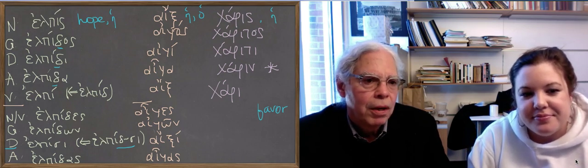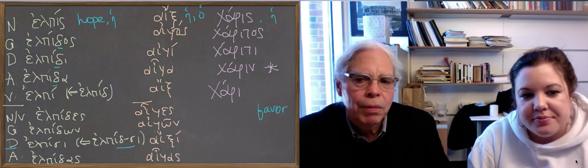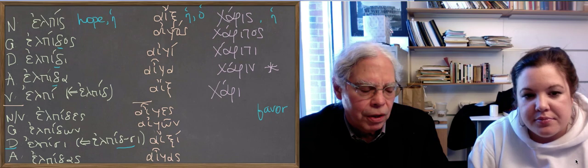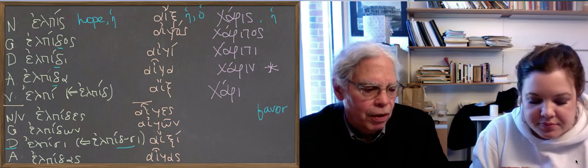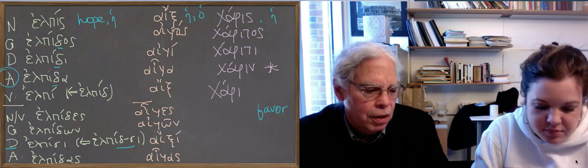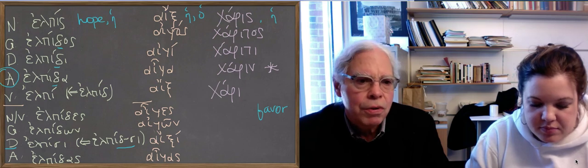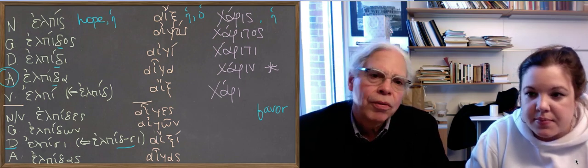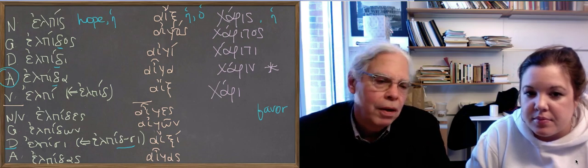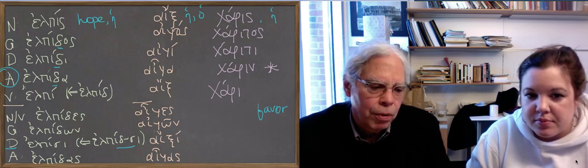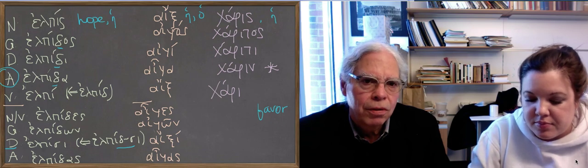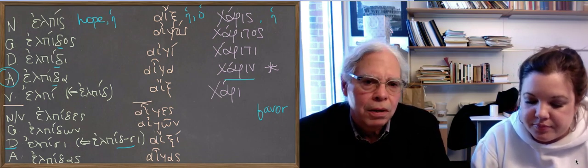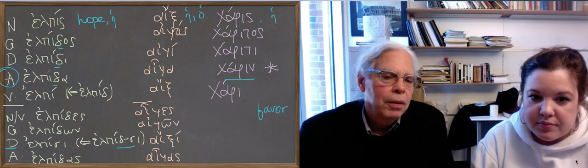Lastly, we want to talk about the accusative singular. Remember in our list of the endings of the third declension, the masculine and feminine ones, we have s, os, i, and either a or nu? Elpida has an alpha. So let's go over to the end of the blackboard and look at the word charis. That has the nu in the accusative singular.